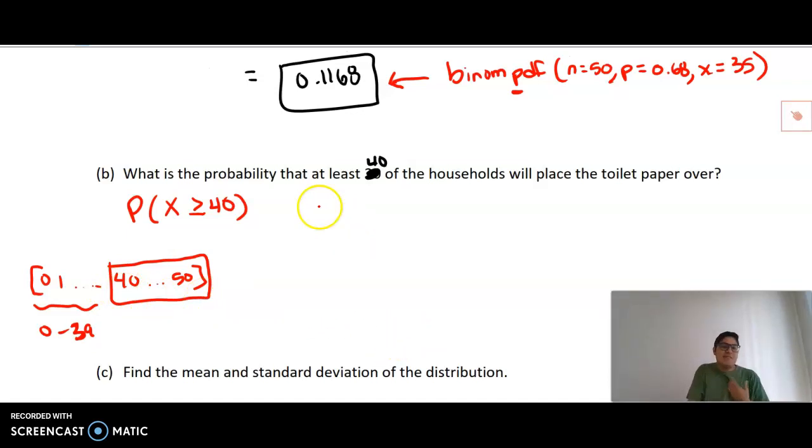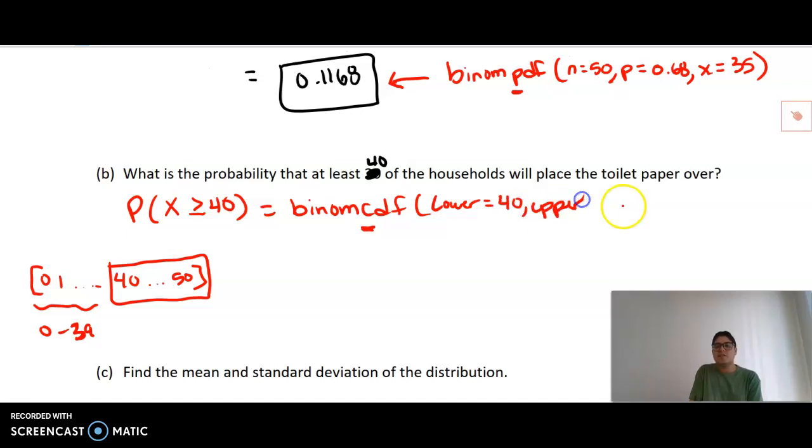At my school, we have the N-Spire, so I'm just going to do what I would put in the calculator. This is a binomCDF problem, and notice now it's cumulative, because there's more than just a precise value. There's a range of values. So my lower value is going to be 40, and my upper value is going to be 50. My n is 50, and my p is 0.68.